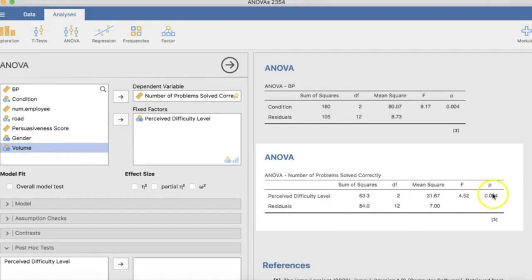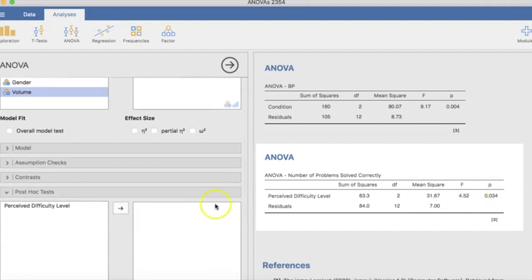But we also have the p-value. Remember this p-value, we're going to compare it to our alpha, which is 0.05. This is smaller than 0.05, so we have a significant finding. And because we have a significant finding, we should do a post-hoc test.